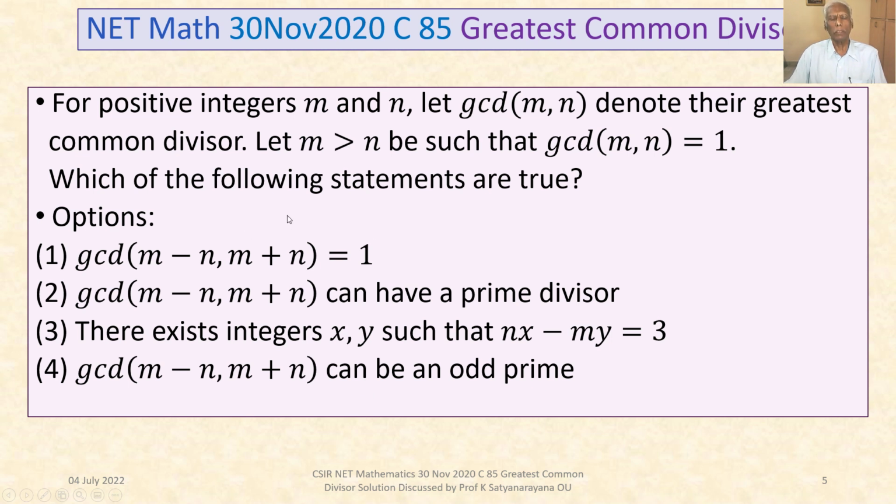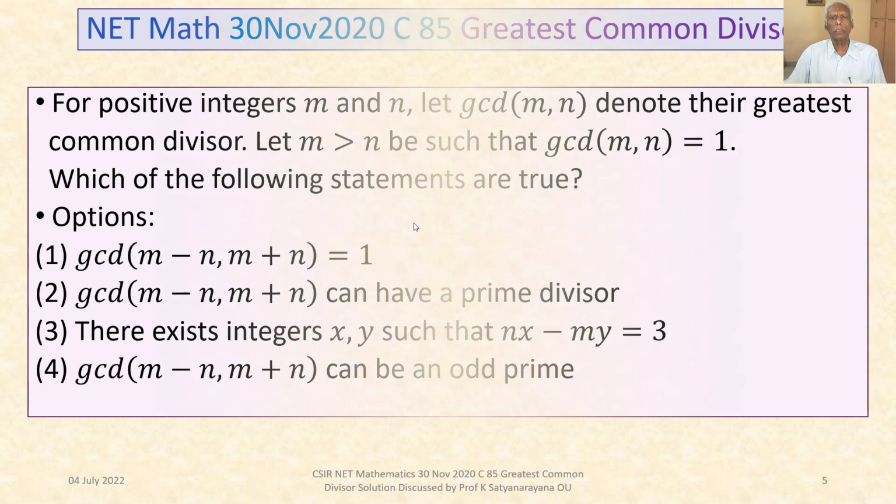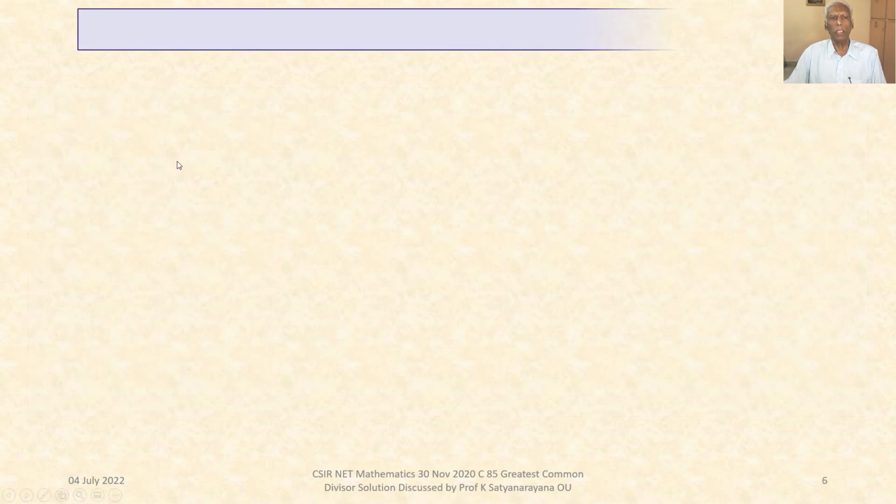So we are given 2 positive integers, that means 2 natural numbers, and m greater than n such that GCD of m, n is equal to 1. Then we have to decide which of the following 4 are true statements. Let's now discuss the solution of the problem in detail.